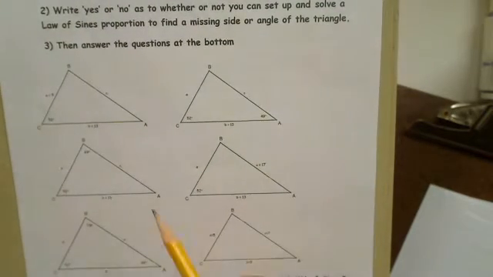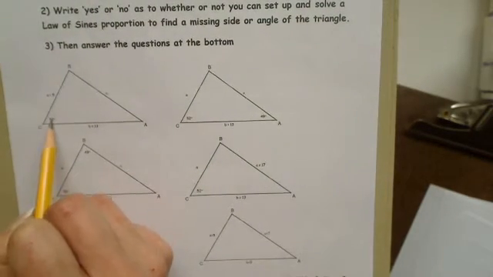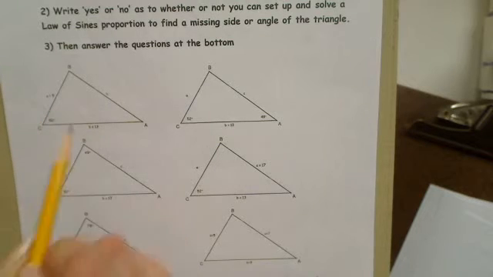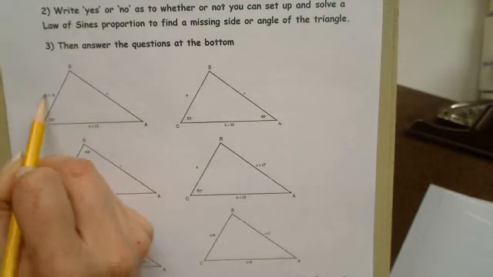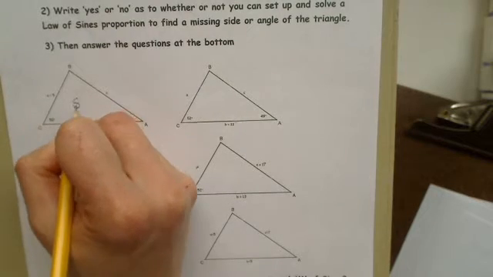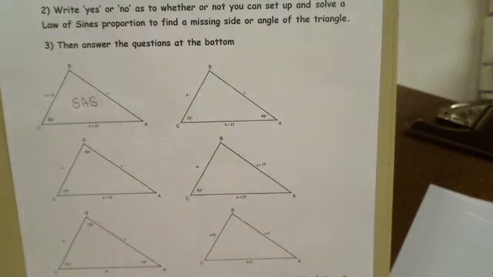So let's look at the first one. I have an angle and I have 2 sides. Could I set up a law of sines proportion? And what triangle correspondence does this fit? I have a side and an angle. This is definitely side, angle, side. Okay. Could I set up a proportion to solve for something on the triangle?